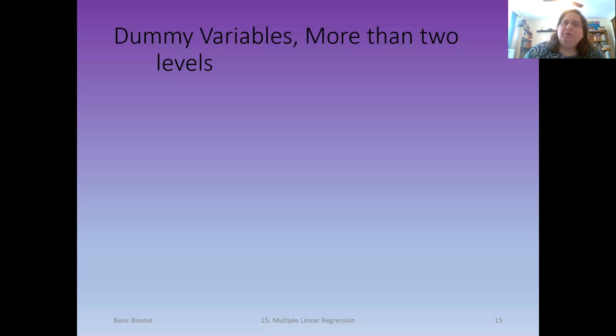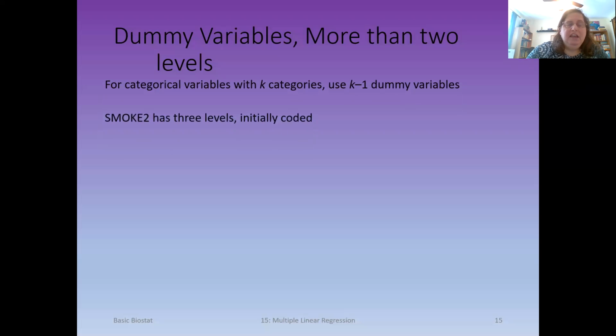What if the IV has three categories? Then we have to use what's called dummy variables, and we have to dummy code. So smoke 2 has 3 levels, initially coded 0 for non-smoker, 1 for former smoker, and 2 for current smoker.